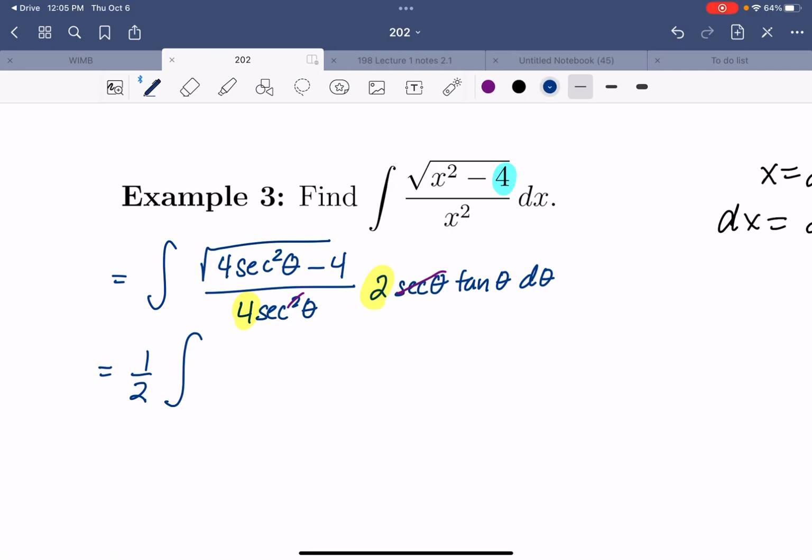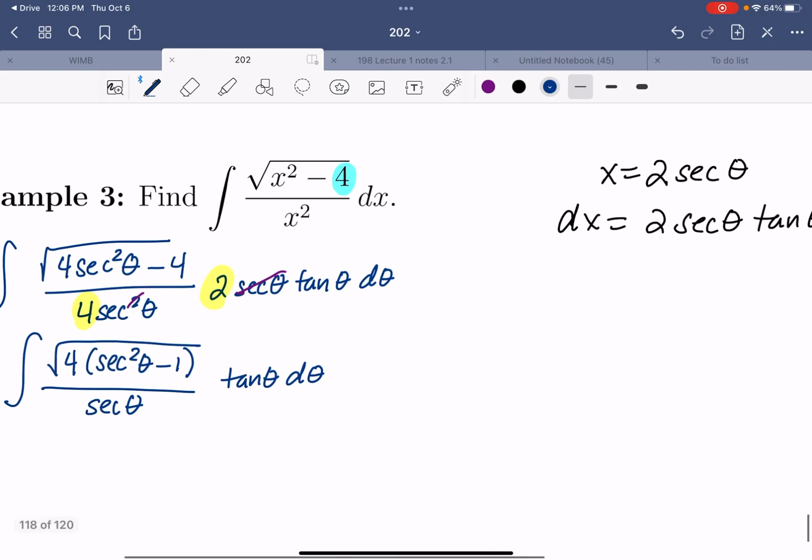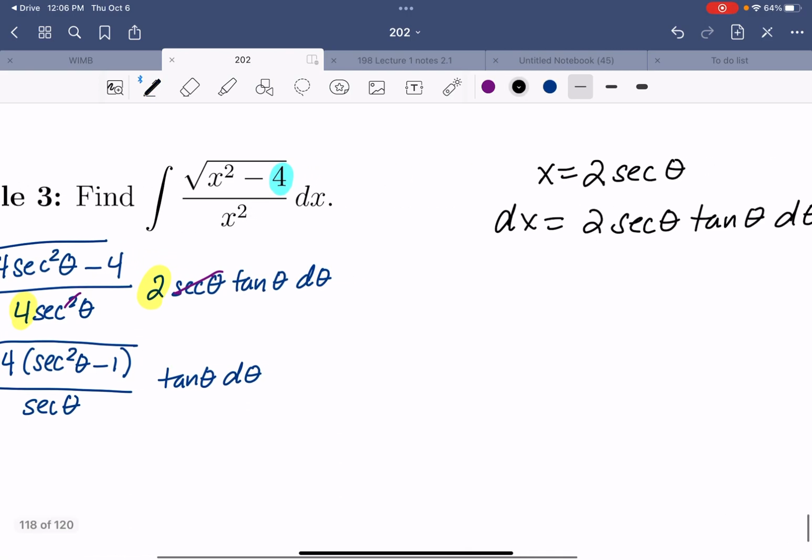And we're going to pull the 4 out from underneath the square root. So this is going to be 4 times secant squared theta minus 1. So we factor that one. And now I'm left with just a secant theta on the bottom and a tangent theta over here, d theta. Everything else canceled. Now, which identity are we using? We are using the identity that secant squared theta equals tangent squared theta plus 1.